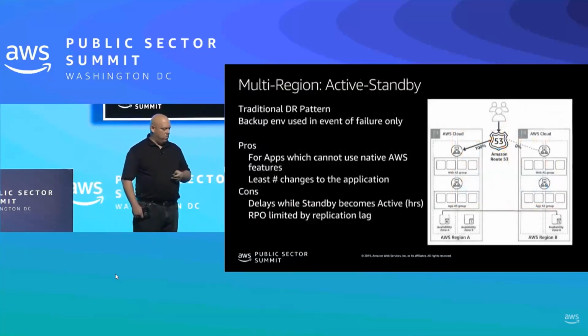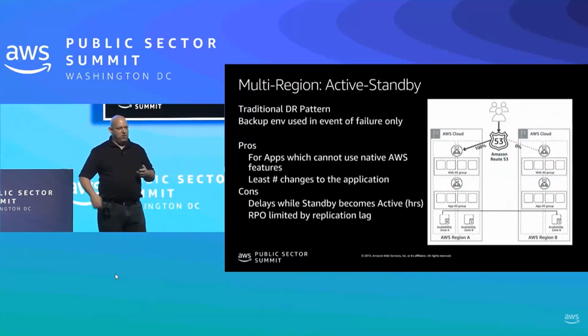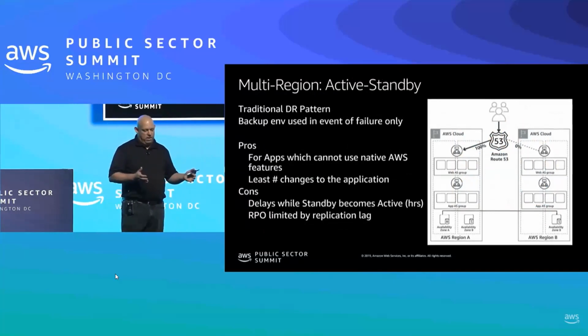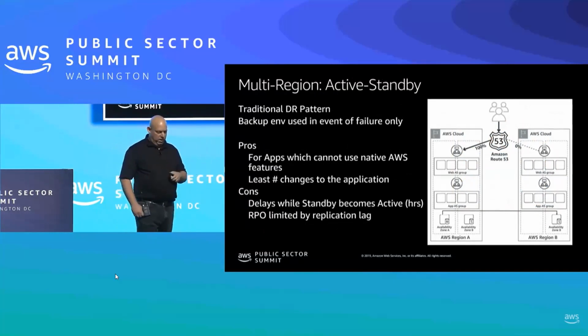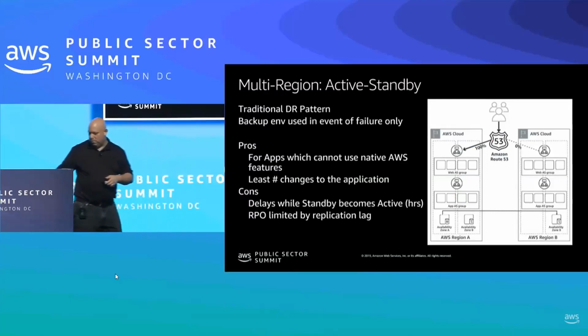Then you can go to the next step, taking what you had before and thinking about it more like a traditional DR world, using multiple regions. You've got an active region and then a passive, or standby, that's waiting to be brought online. So it more closely looks like your traditional pattern.